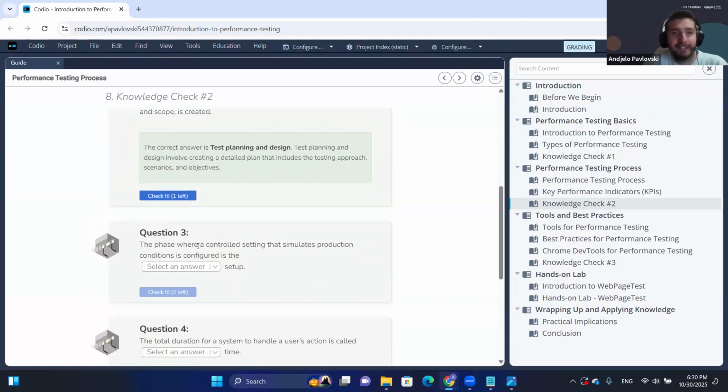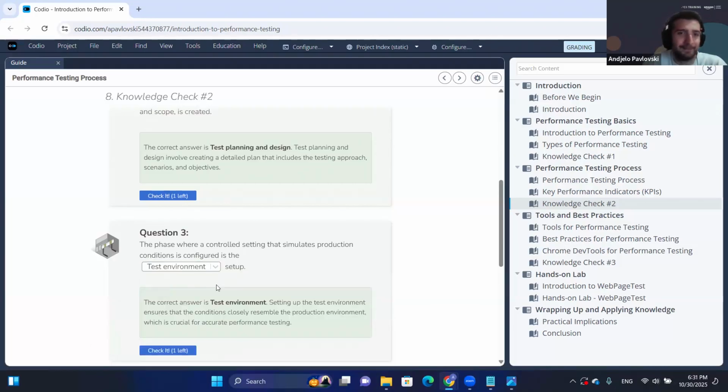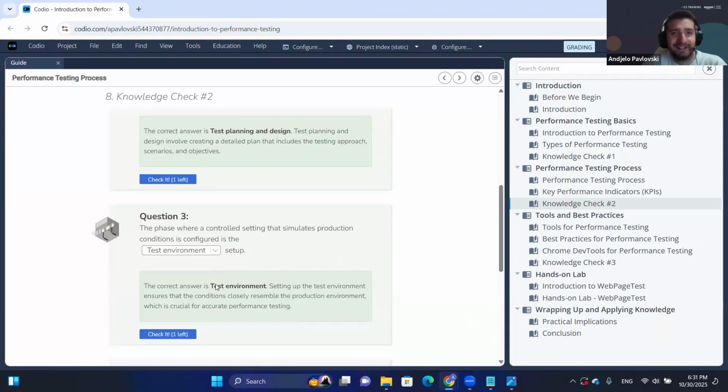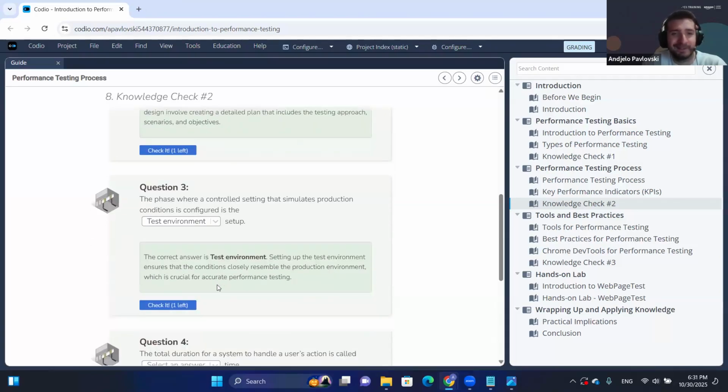All right, number 3. The phase where a controlled setting that simulates production conditions is configured is the which setup? Monitoring, test environment, execution, reporting. All right, I also see 4 rapid answers for test environment setup. Okay. See, other people are also writing in the chat. Let's see if they have any different responses. All right, fairly straightforward. All of you are in unison for test environment, and you are right again. It is the test environment. So when we simulate something similar to production, it's just an environment setup.